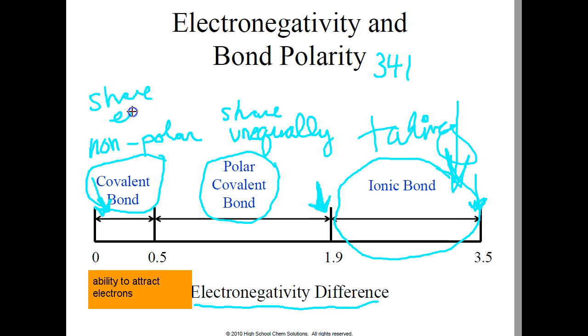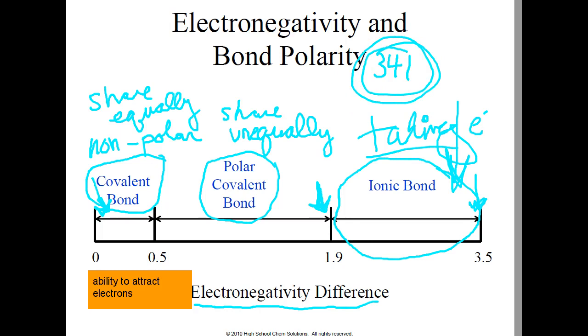Okay, so label your chart here. If we have low difference, that's nonpolar, they share equally. If we have a medium difference, they're going to share unequally, that's polar. And if we have a big difference, one is actually taking the electron, and that is ionic. Right? So let's see an example of how we would figure this out. You need to refer to page 341 in your textbook.